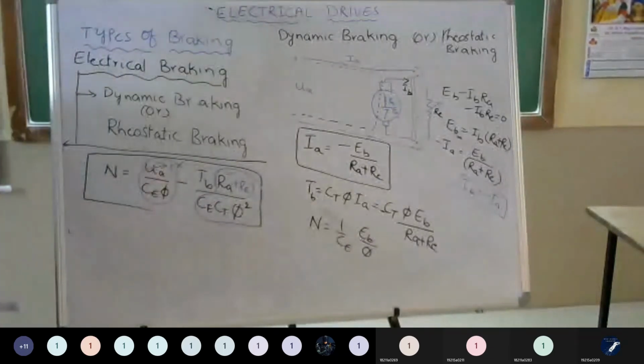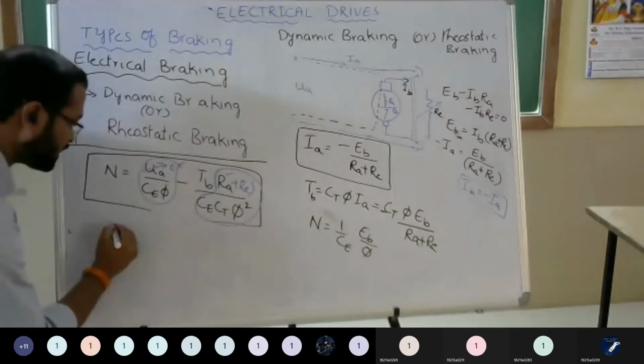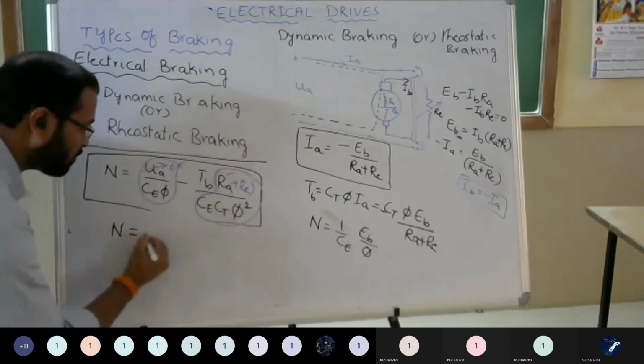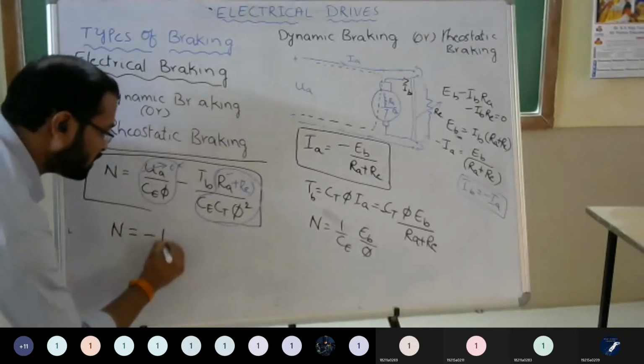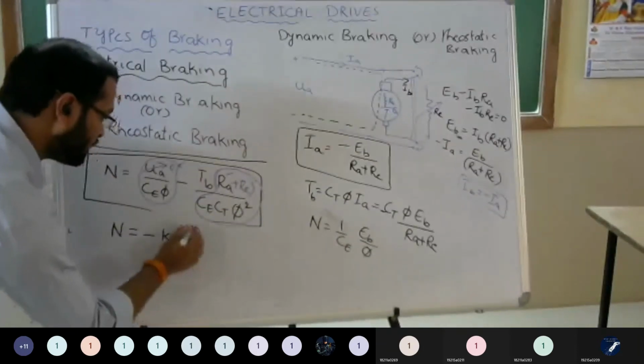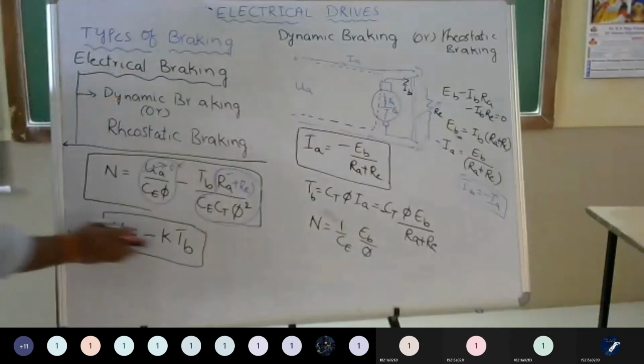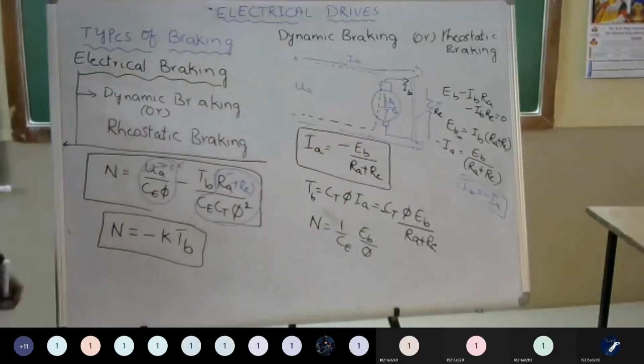This everything is constant, right? So if I consider all that constant as K, in dynamic braking or rheostatic braking, speed is equal to minus constant, this everything I am taking as constant, into EB. This is the speed torque equation in dynamic braking.